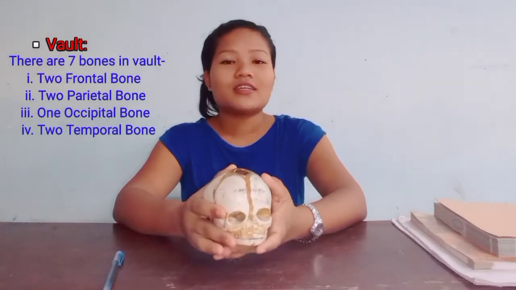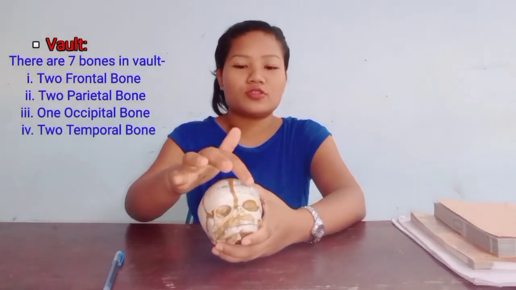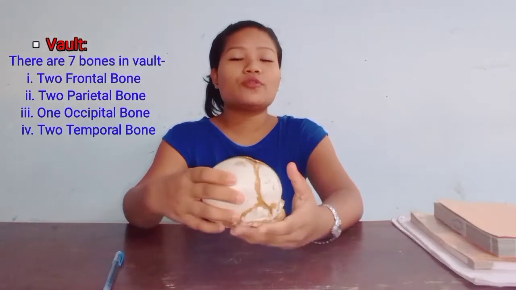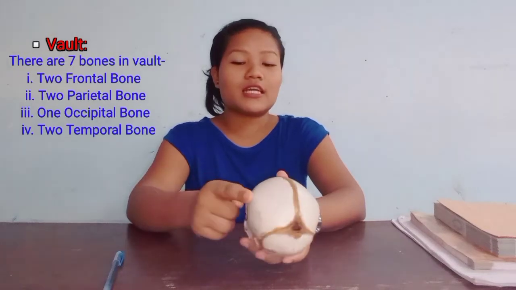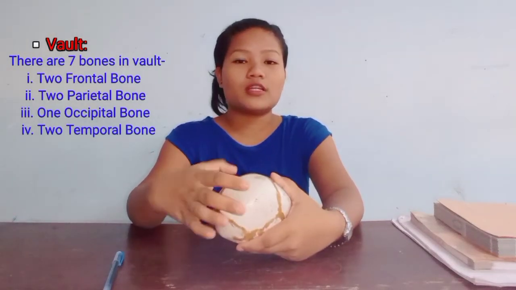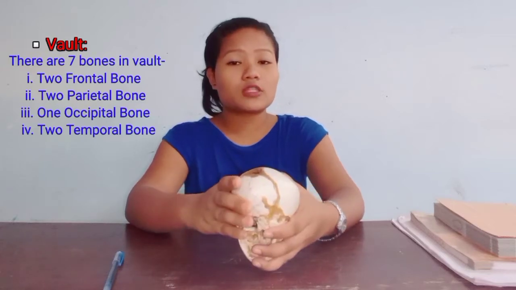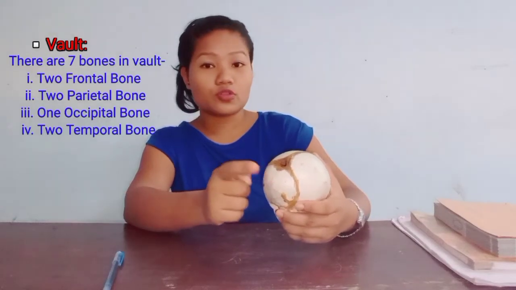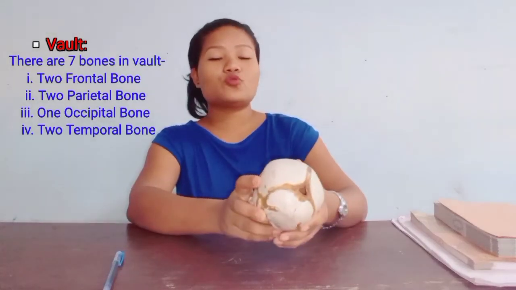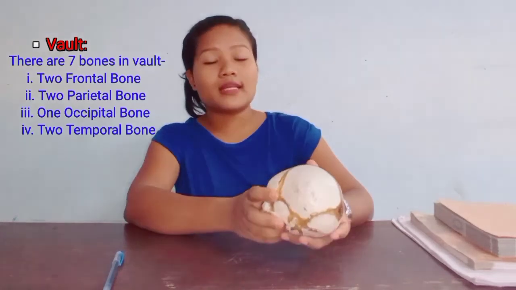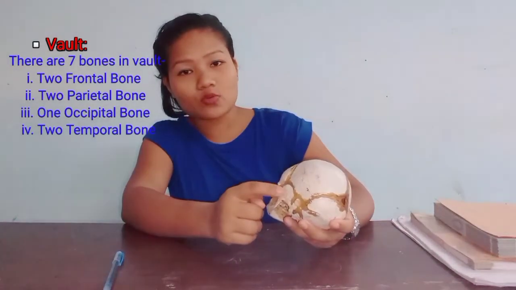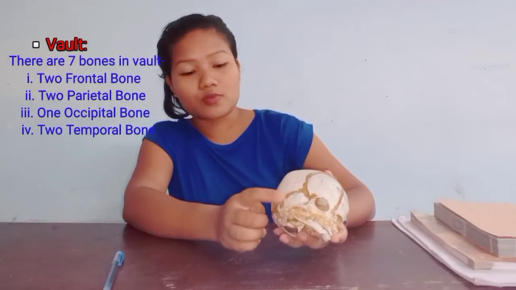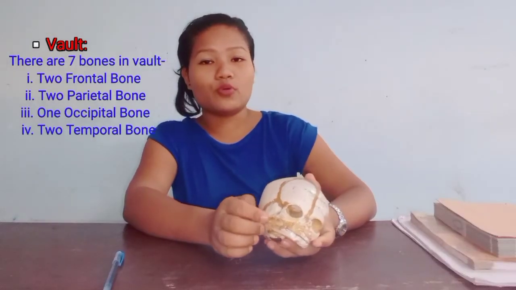And now the vault of the skull has 7 bones. These are, as you see, 2 frontal bones. These are called frontal bones, and there are 2 you see here, and the 2 parietal bones. Parietal bones, that means here you can see this one and this one. There are 2 parietal bones and 1 occipital bone. In the back of the fetus skull there is 1 occipital bone here you can see, and then 2 temporal bones. Where is it? This one is called temporal bone, and this side one, left side and right side.